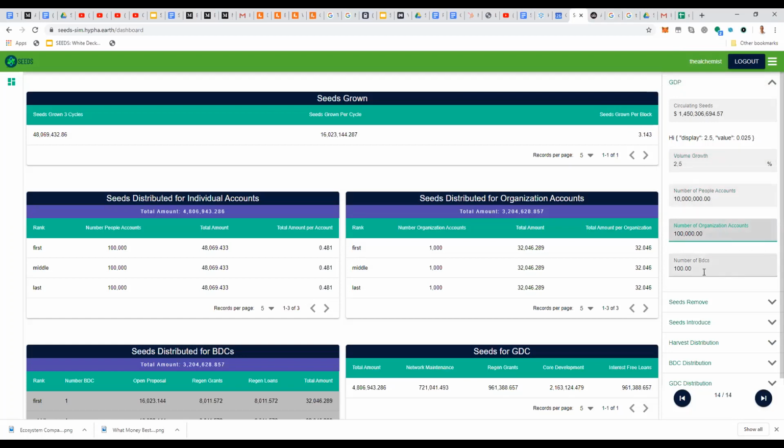participants in our economy. Something that we do need to add is a cyclical growth of each one of these factors too, because this isn't fixed. Cycle per cycle, the number of people joining should be going up. Same with organizations and communities, right? So we do need another tab here where we're able to put in a variable for how much they're growing as well. We have that for circulating seeds, the growth here, that's perfect, but we just need that same feature for all of this.